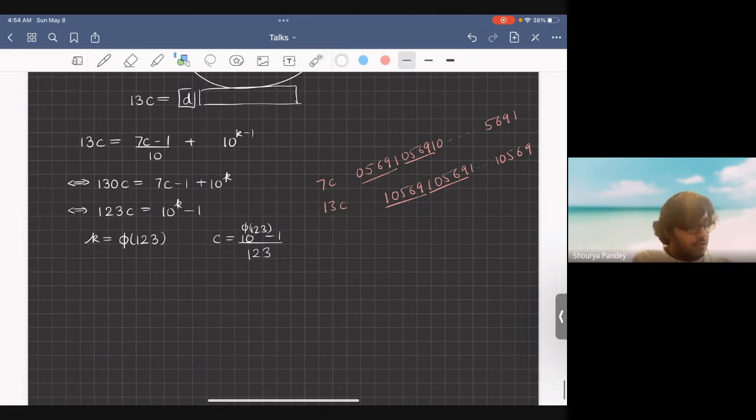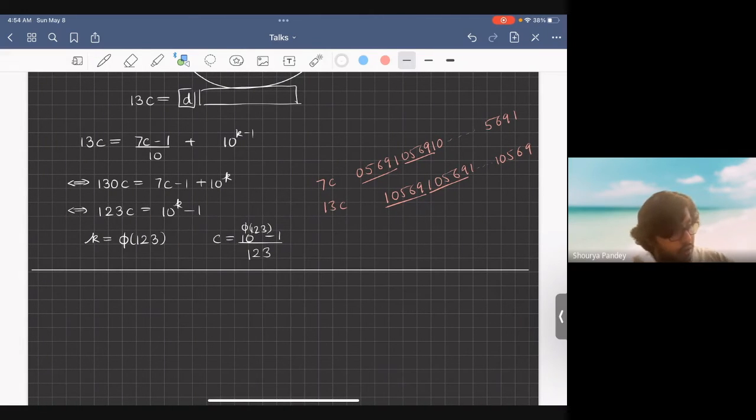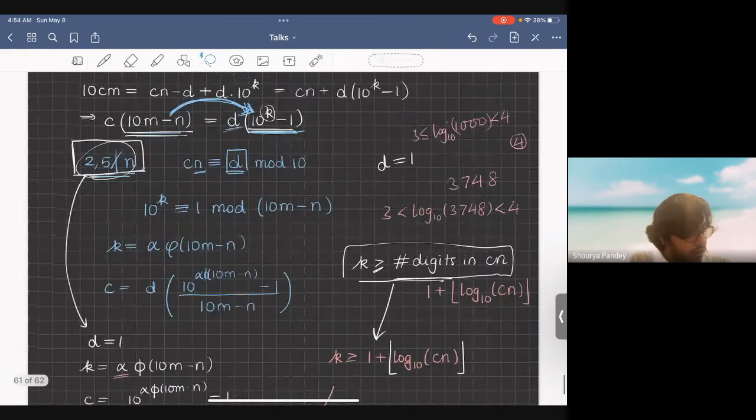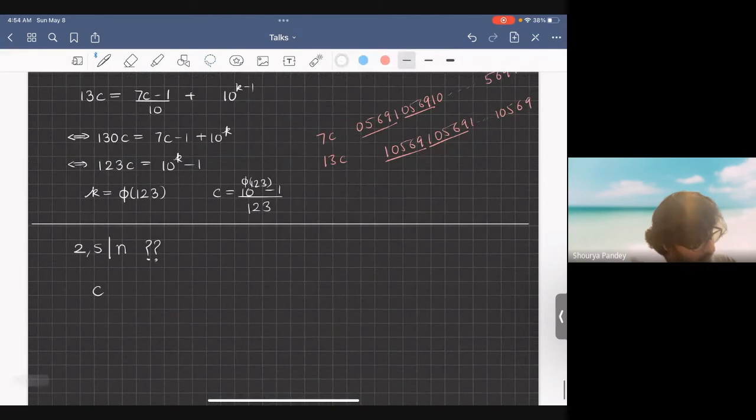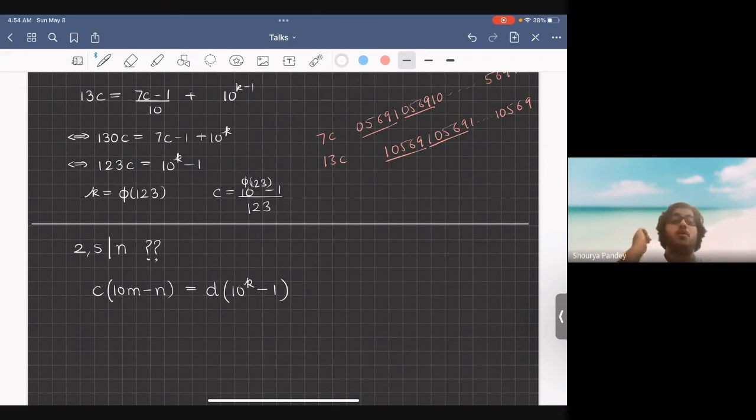Okay, great. But now the issue is that it's possible for 2 or 5 to divide n. What do we do in this case? So let's just take this again. We had this equation, remember? We had c times (10^m minus n) equal to d times (10^k minus 1). And now what? How do we adjust? Like, what do I do about this?